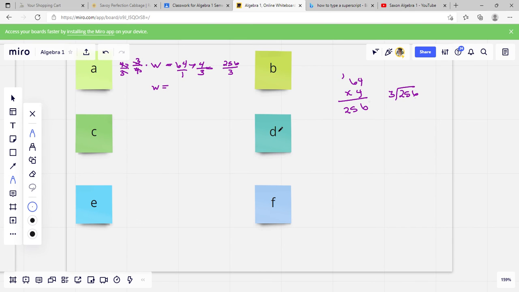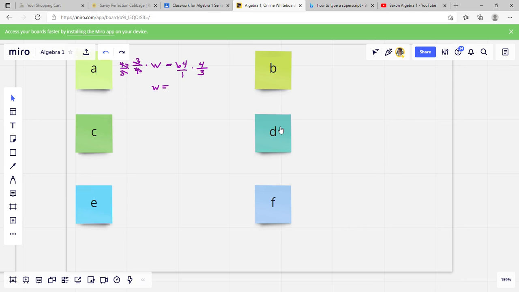Oh, I did that upside down. Oops, I meant to erase. Clear all this off. I wrote my problem backwards. What happened? So you've got to be real careful.